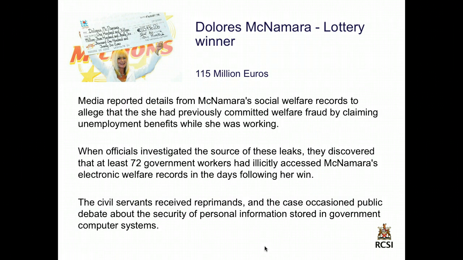You will remember it stimulated a debate about the confidentiality of the information stored by the government. But I am sure that the system is of the highest standard. These were 72 curious individuals who probably have access to the system for a multitude of reasons. It may be the case that Dolores McNamara wasn't in their area. The actual details weren't published. But the fact is that this confidential information was browsed and then actioned and published in the newspaper, which of course is not on.